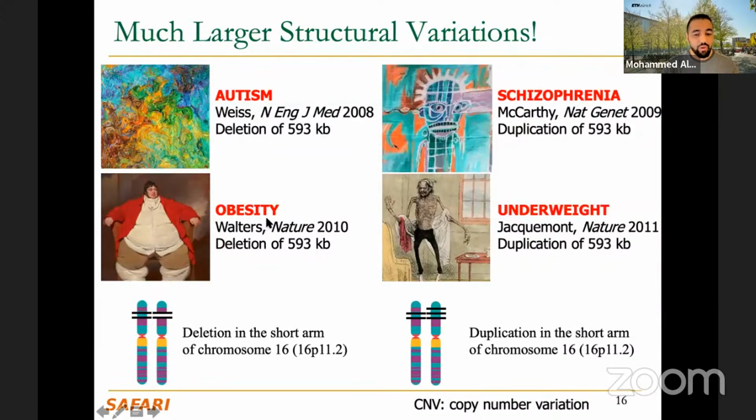Same thing with obesity and the opposite condition, which is underweight. So you have a deletion of 500,000 characters in obesity, but in underweight, you have a duplication in the same chromosome, which is chromosome 16. And here in the second line for each of these diseases, you can see the reference or the paper that did this analysis. This is really challenging.